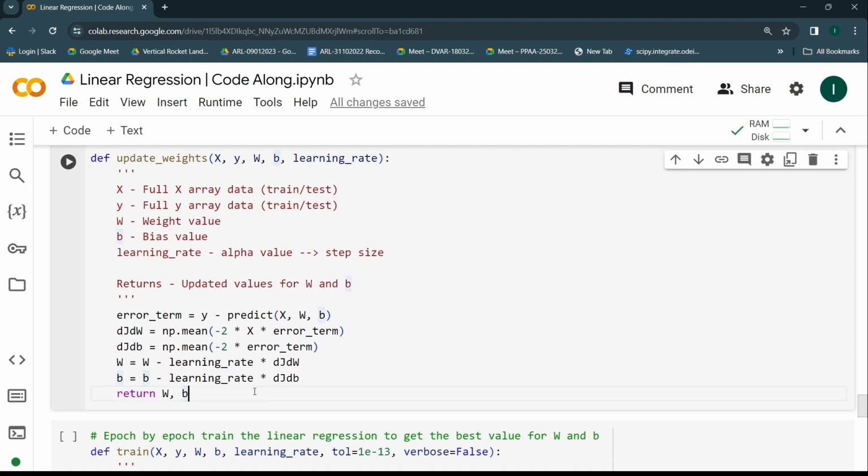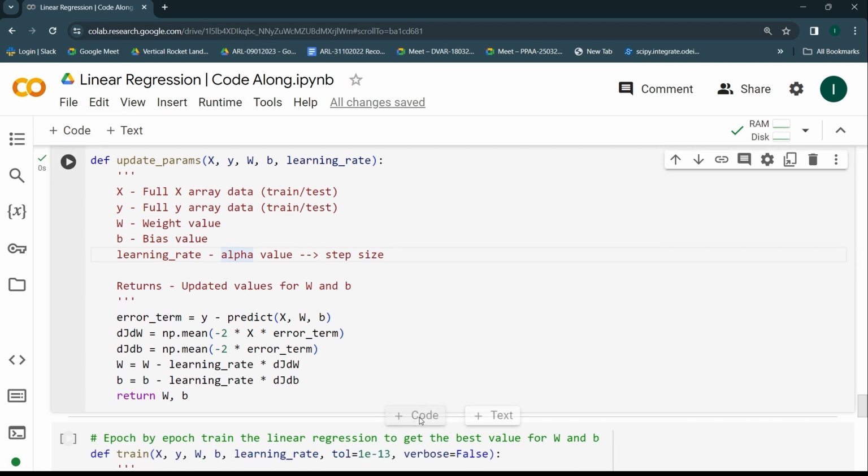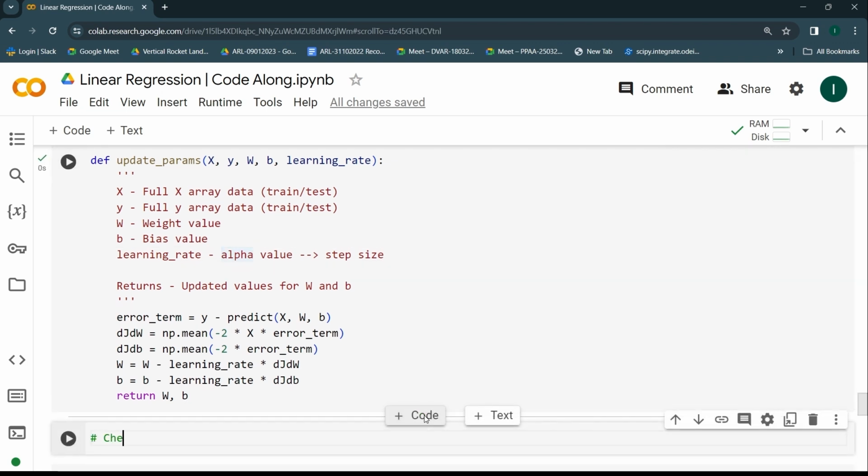So our update weights function is also ready, and I should not really call it update weights. I just call it update parameters, update params. Okay, you can call it the way you want. Even update weights is fine, whatever suits you the best. But now because I'm also having bias over here, that's what I would like to call update params or parameters. I'll run this code and I'll test this very quickly.